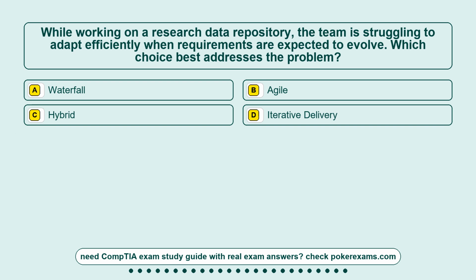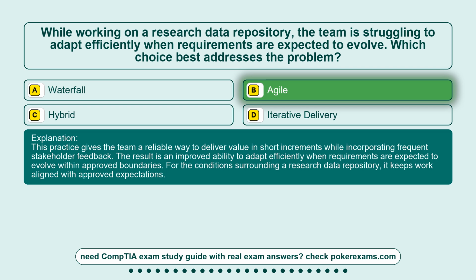Question 13. While working on a research data repository, the team is struggling to adapt efficiently when requirements are expected to evolve. Which choice best addresses the problem? Option A, waterfall. Option B, agile. Option C, hybrid. Option D, iterative delivery. The correct answer is option B, agile.